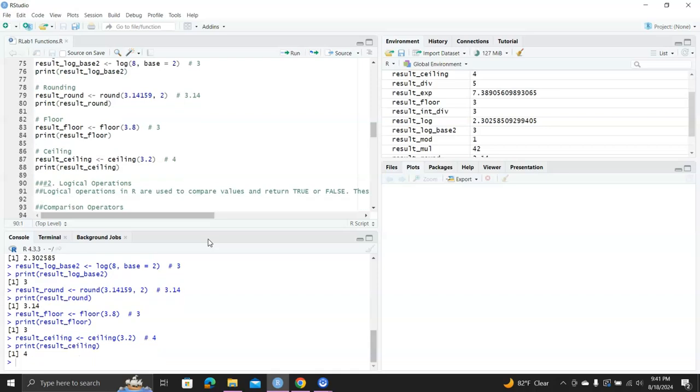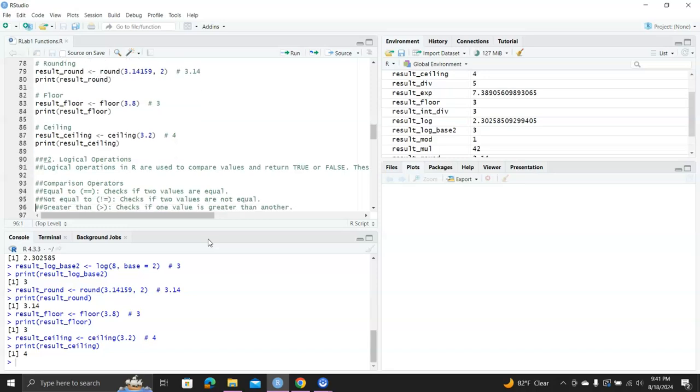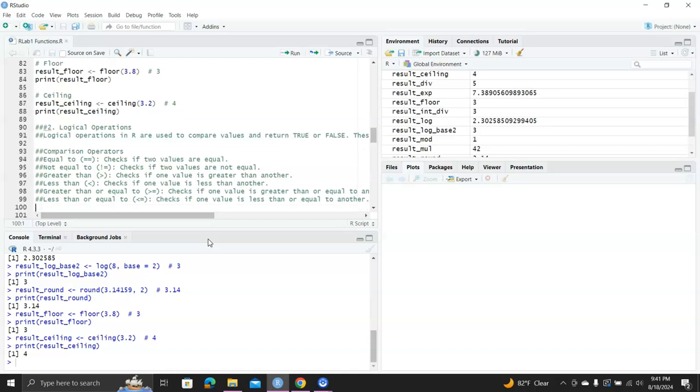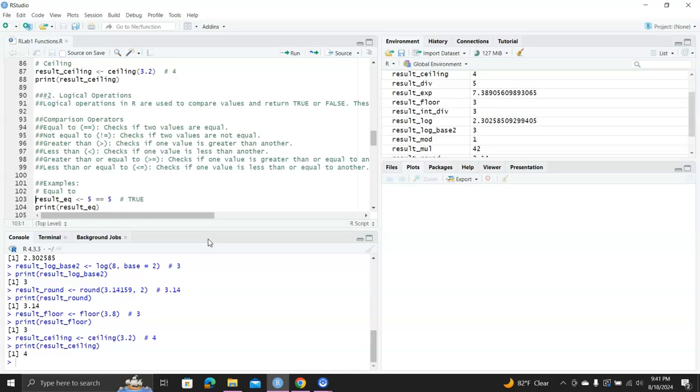So we also have logical operations. These are used to compare values and return true or false. And these are used a lot in conditional statements like if, else if, to control the flow of the program. So here we can do comparison operators. You get equal to, not equal to, greater than, less than, greater than or equal to, less than or equal to. So let's try 5 equal to 5.